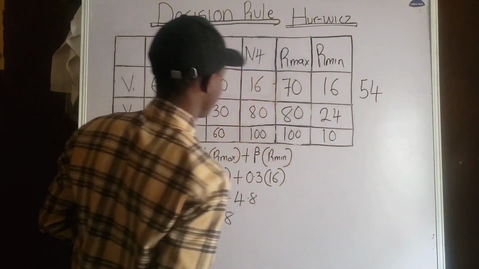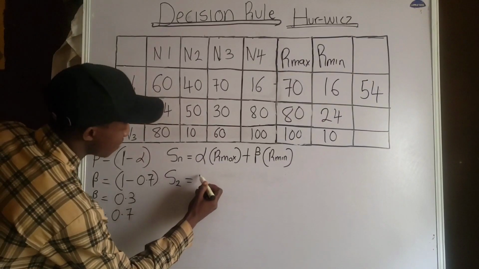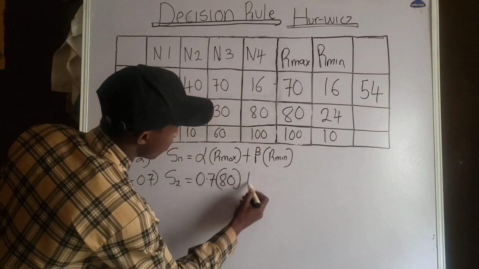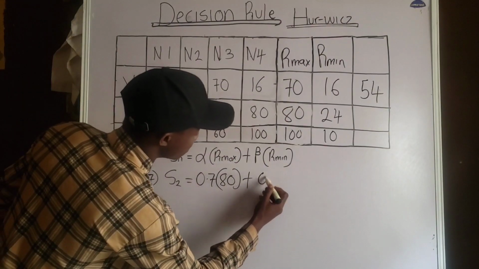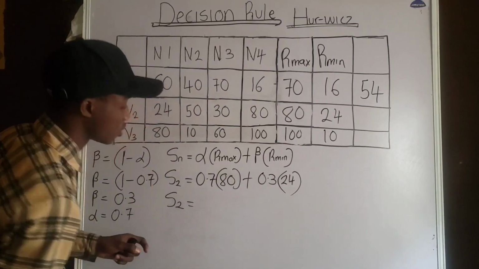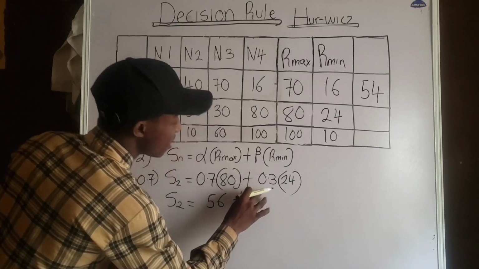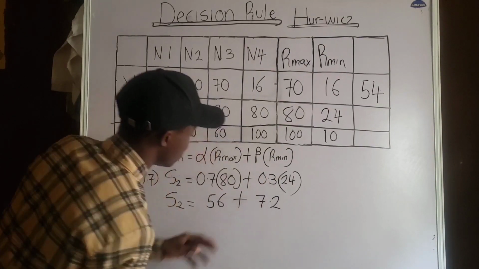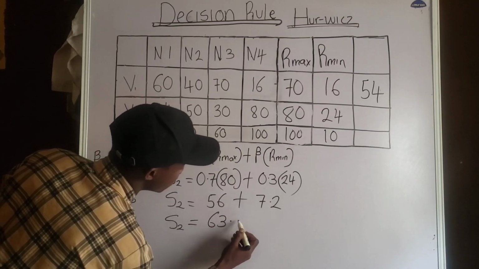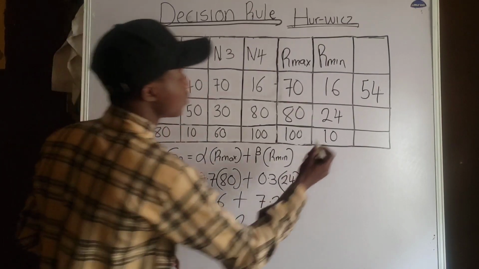Let's put it here. Now let's calculate variety 2. The strategy for variety 2 is equal to alpha, which is 0.7, multiplied by the row maximum. The row maximum for variety 2 is 80. So 0.7 multiplied by 80 plus beta, which is 0.3, multiplied by the row minimum, 24. So S2 is equal to 0.7 multiplied by 80, that is 56, plus 0.3 multiplied by 24, that is 7.2. So 56 plus 7.2 is 63.2, which is approximately 63. So for variety 2 we are going to have 63.